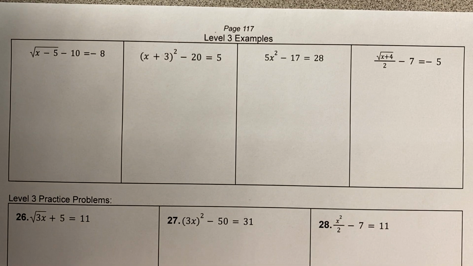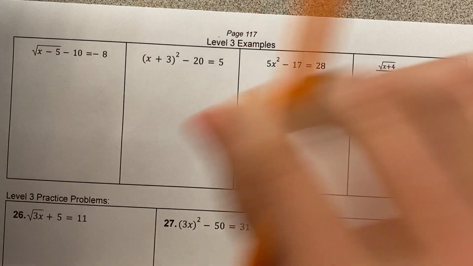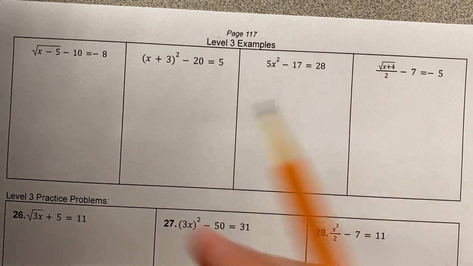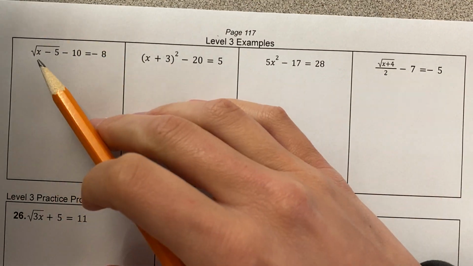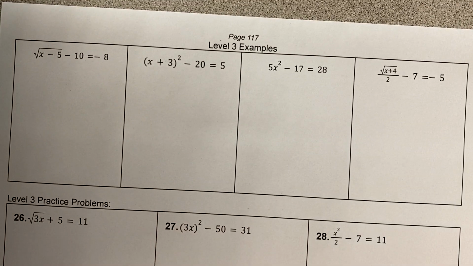All right, here we are on level 3. So let's take a look. Notice here, in each of these equations, I still have something that's being squared or square rooted. Now, when I'm trying to get the variable by itself, I have to undo one step at a time, right?